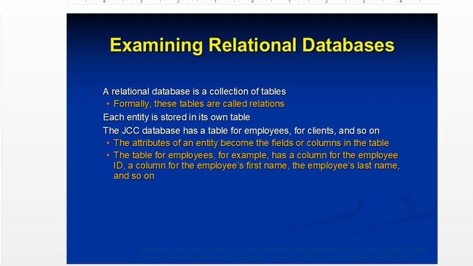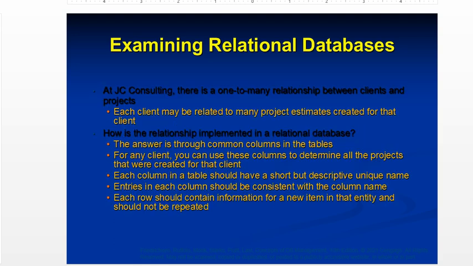So the JCC database has a table for what? Employees, clients, etc. The attributes of an entity become the fields or columns in the table. The employee table, for example, has a column for the employee ID, a column for the employee's first name, last name, phone number, address, etc.